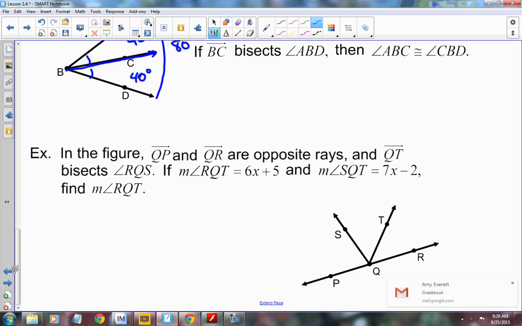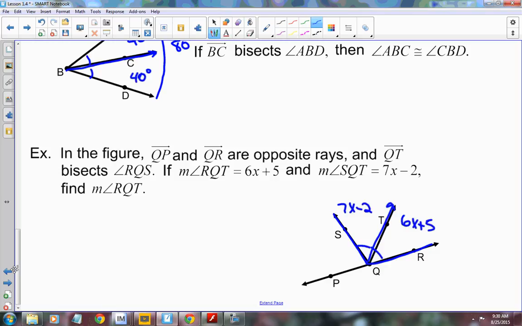All right. So we know that QP and QR are opposite rays. It says that QT bisects RQS. What does that tell me? That these two are congruent to each other. Okay, good. Now it says that the measure of RQT is 6x plus 5. It says that SQT is 7x minus 2. And I want to find the measure of angle RQT.